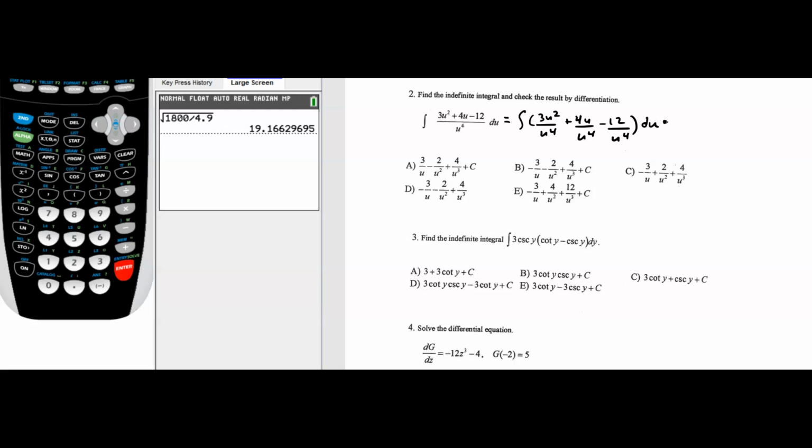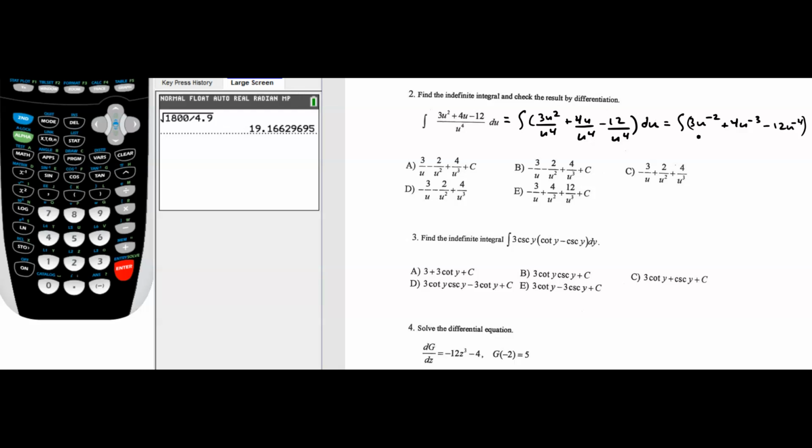And so this is equal to, let's write this as 3u to the negative 2, because u squared over u to the fourth, that would be like having a u squared on the bottom. And so I think it'd be best to write it as 3u to the negative 2 plus 4u to the negative 3. And then we have minus 12u to the negative 4. And again, this is du. That's what we've got there.